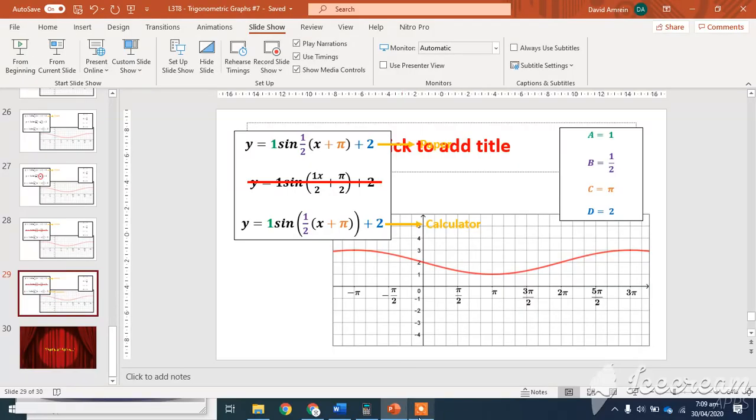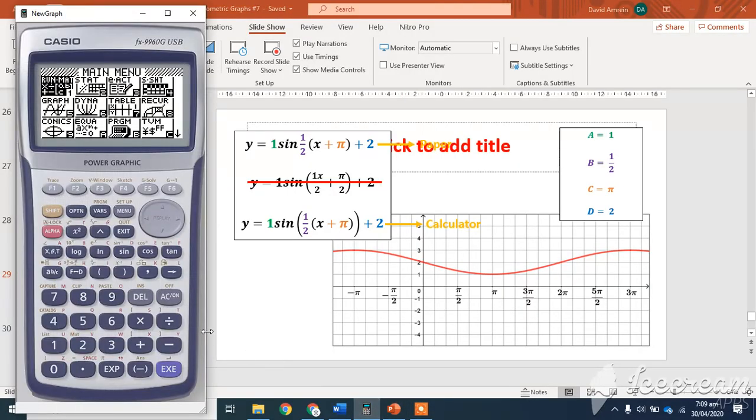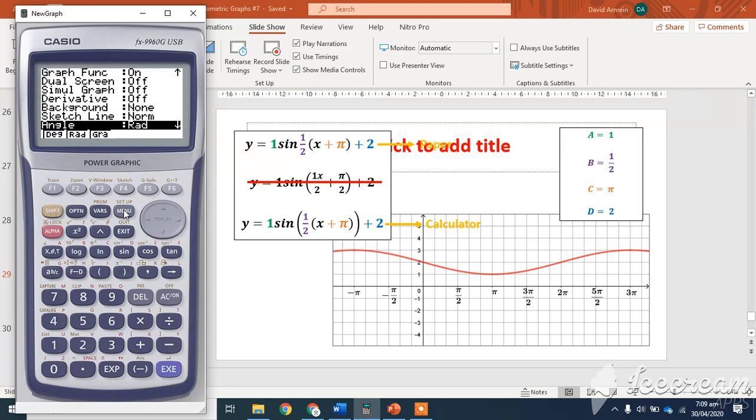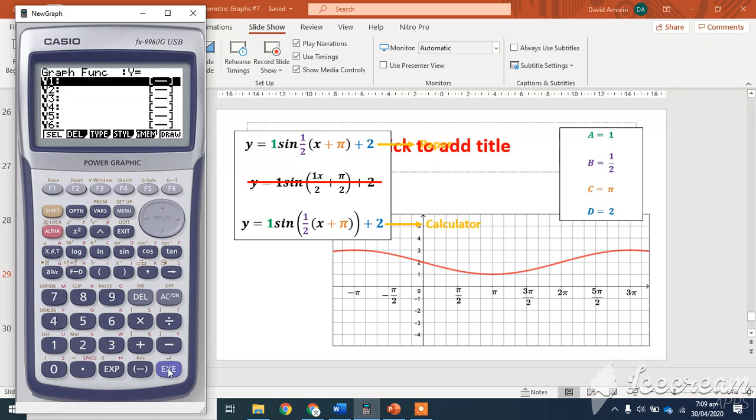Right, let's show you how we enter this into our calculator. So on the graphics calculator, we're going to come into the graph mode. Now, just before we carry on, I'm going to go Shift Menu, and I'm going to race down and check I'm in radians. If you were in degrees, just flick it over to radians, which is F2, and then execute to get out of there.